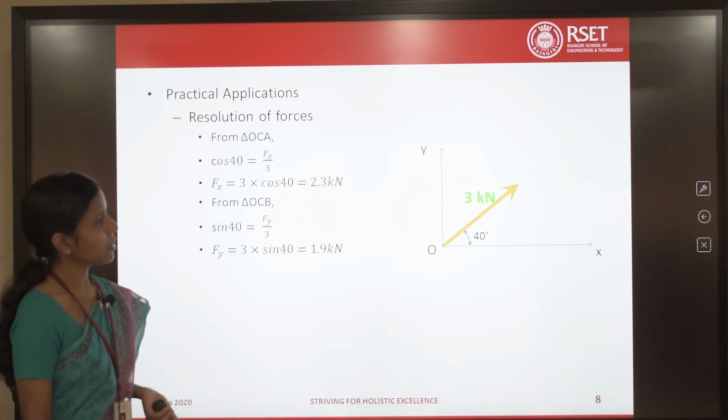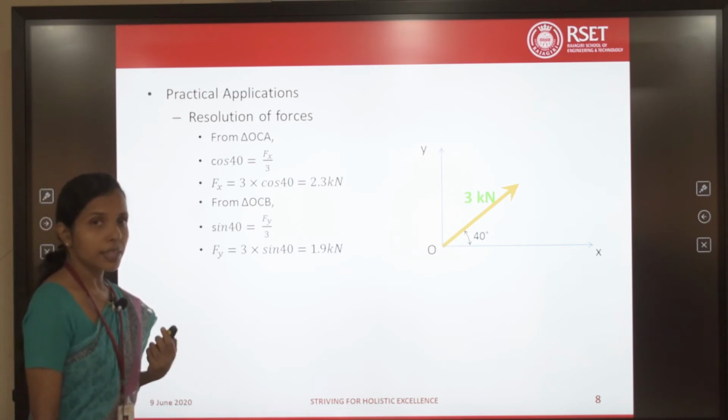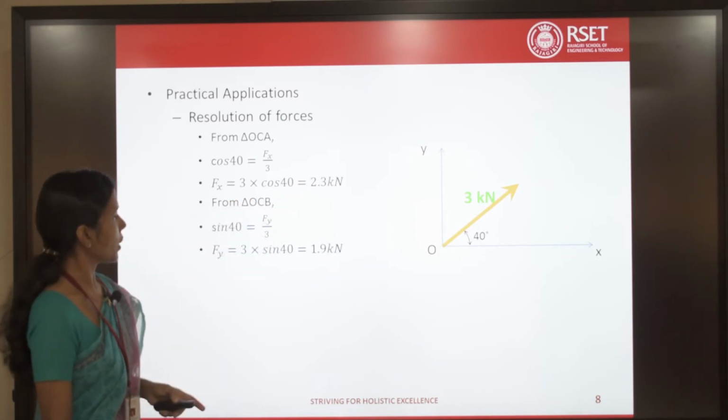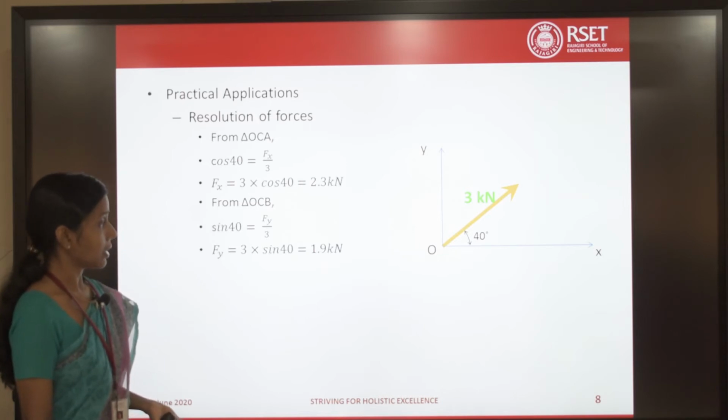So, if the resultant force magnitude is given as 3 kilonewton and 40 degrees is the angle, then you can write Fx is equal to 3 cos 40, which is 2.3, and Fy is equal to 3 sin 40, which is 1.9 kilonewtons.